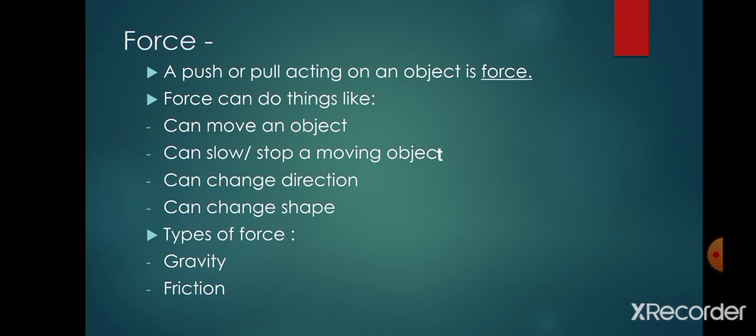Now, what is force? Force is the push or pull applied on an object. It can move a stationary object, which is to move an object. A stationary object is an object which is at rest. It can stop a moving object and even slow it down. It can also change the speed and direction of a moving object. It can change the shape of an object. So these are all the things that we can do with the help of force.